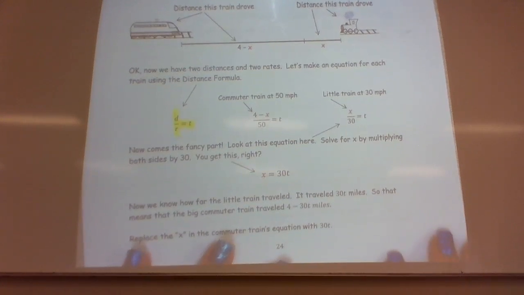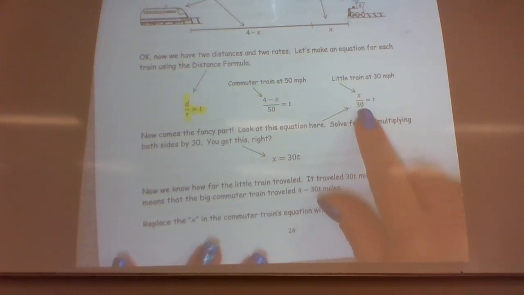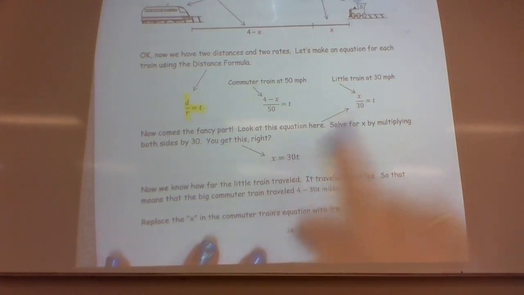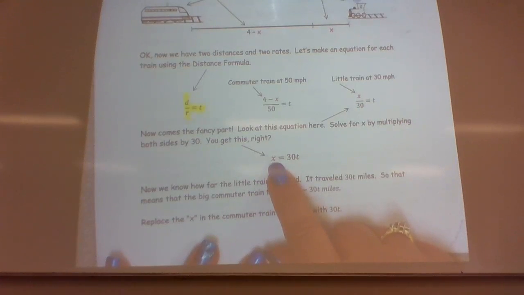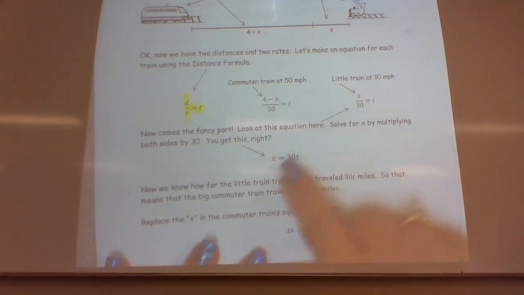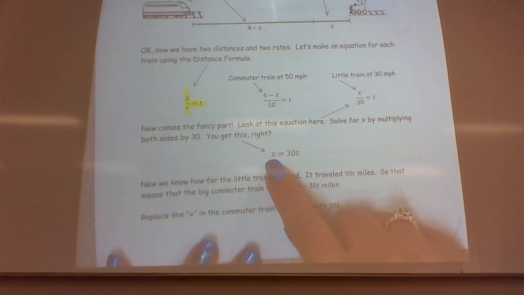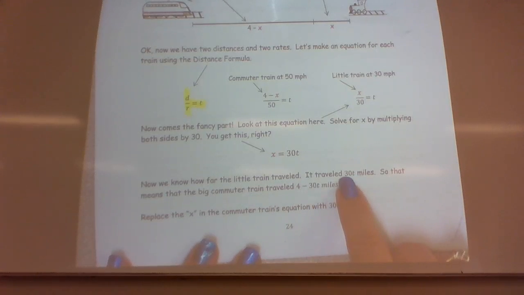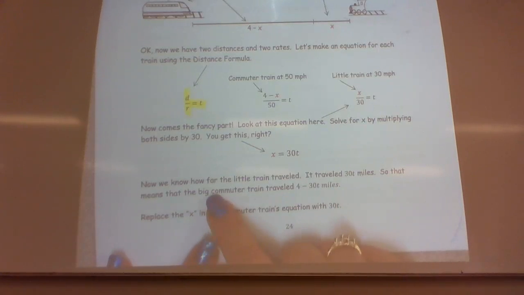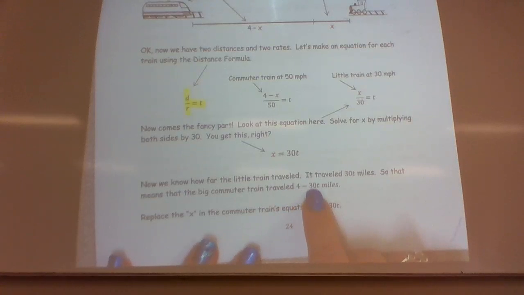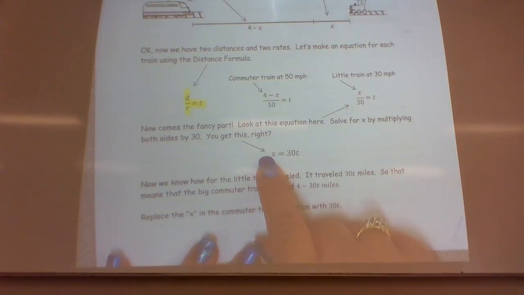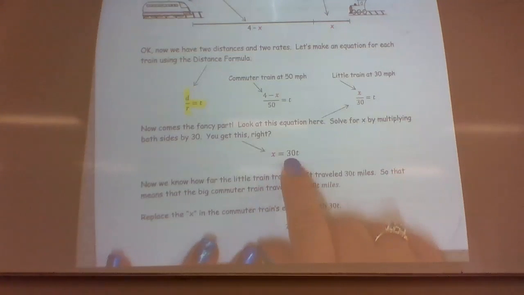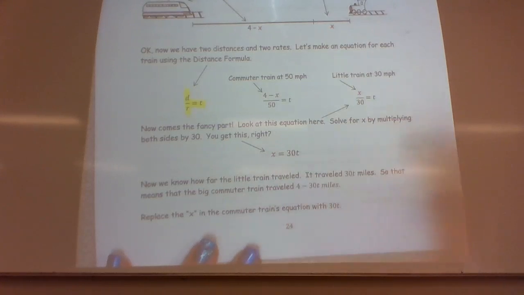Okay? So on this one, we're going to multiply both sides by 30, because this is a division and we want to get rid of it and have the variable isolated. So we know now that the little train traveled 30 times t miles, right? That means that the big commuter train traveled 4 minus 30 times t miles. We've just replaced that x with 30t, because this is the amount.